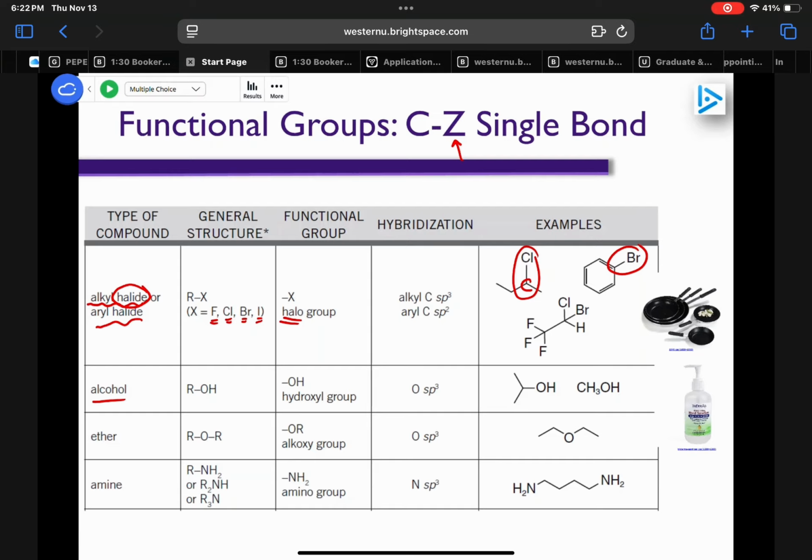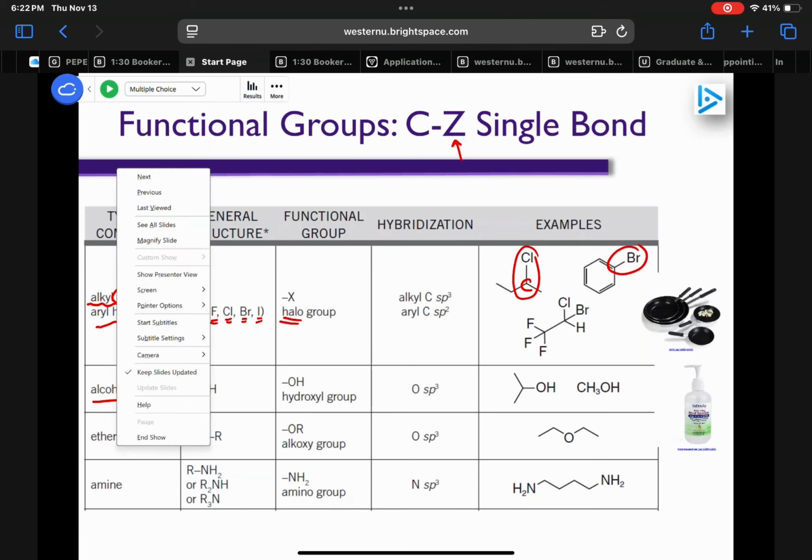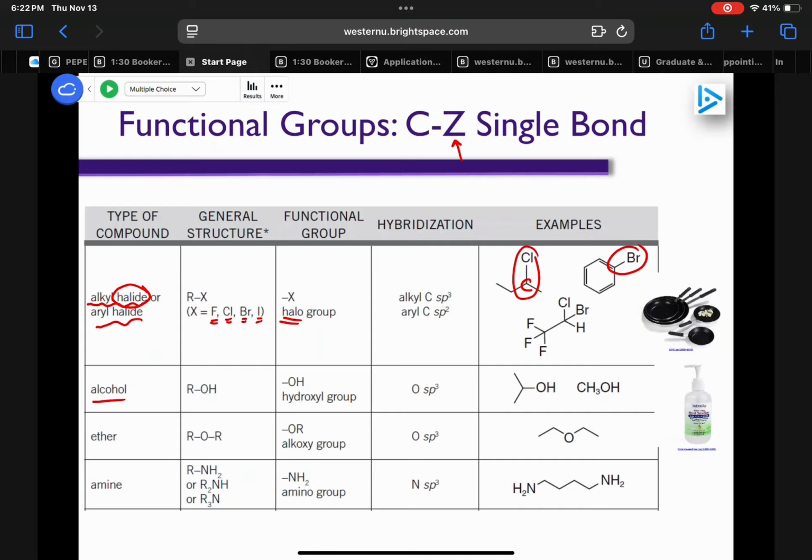Then we have our ether. This is when we have a carbon single bond to oxygen, single bond to carbon. So it says the rest of the molecule and rest of the molecule, but the pattern that you're looking for is a COC. That tells you that it is an ether. So COC is what you're looking for.